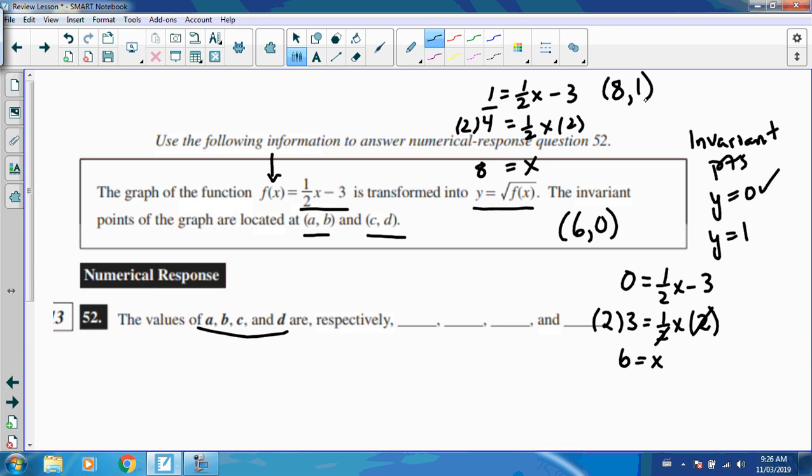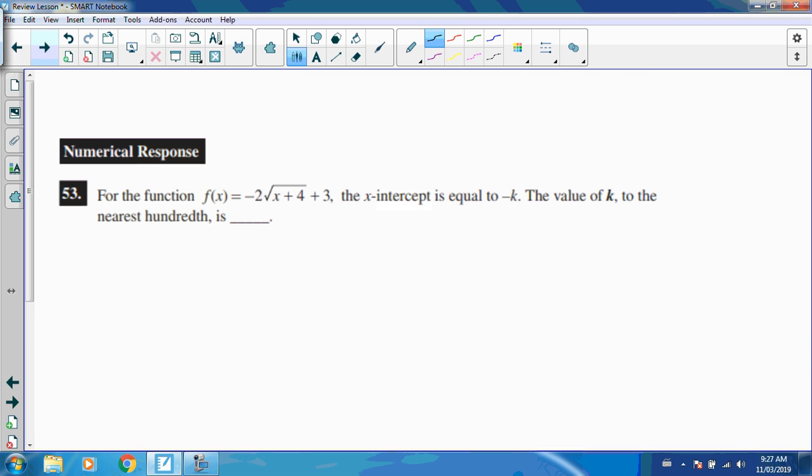So I'm going to put that in there. And my solution for this would be 6, 0, 8, 1. Or if you found the 8, 1 point first, then you could also have the answer 8, 1, 6, 0. So both of those would be acceptable. All right, here is another one to try out. So give that one a shot.